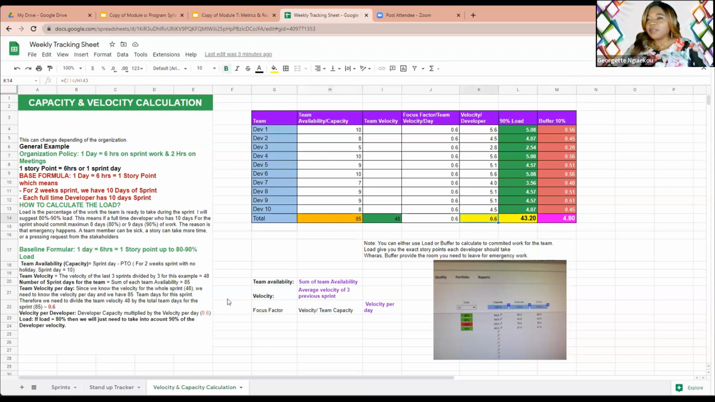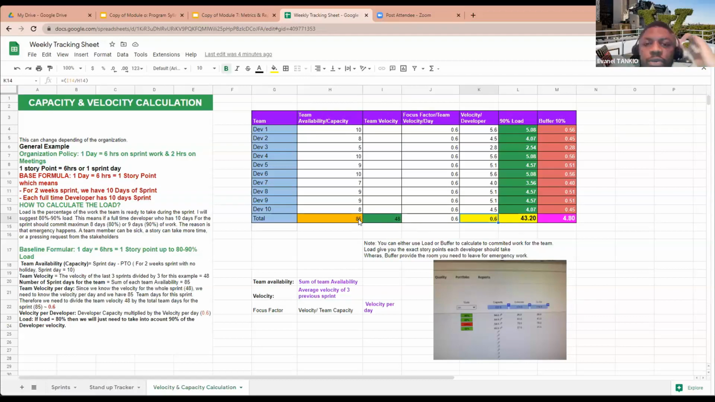I'll key in my calculation. I divided 48 by 85. It gives me 0.6. Please tell me if you don't understand this. I divided this by this, it gives me 0.6. So this is technically the velocity per day. If you multiply this by this, it's going to give you 55.